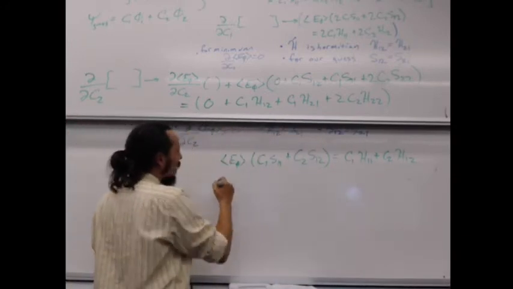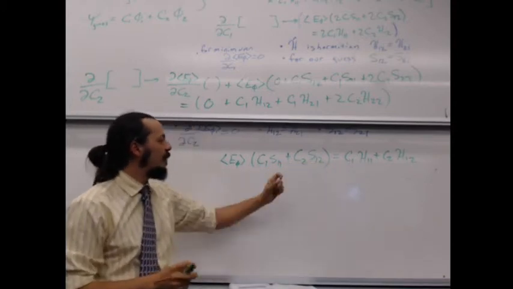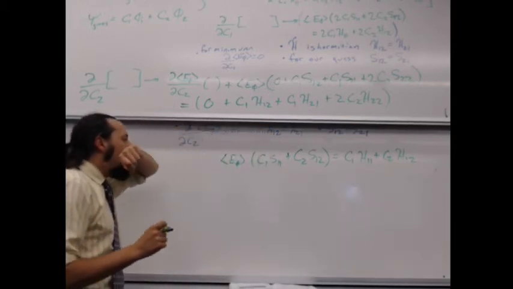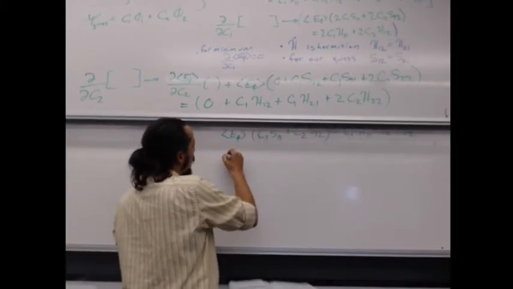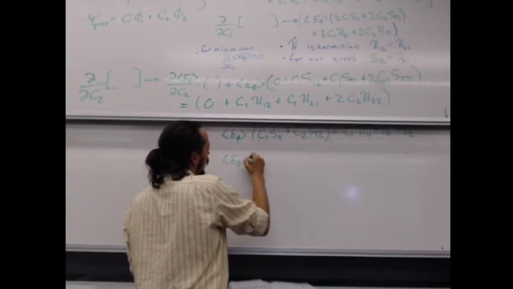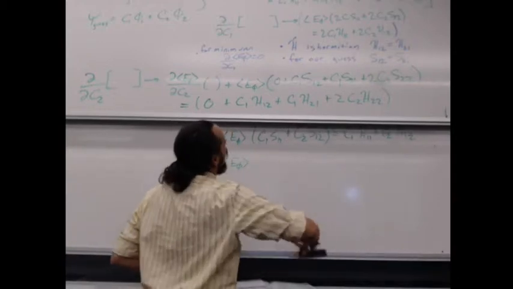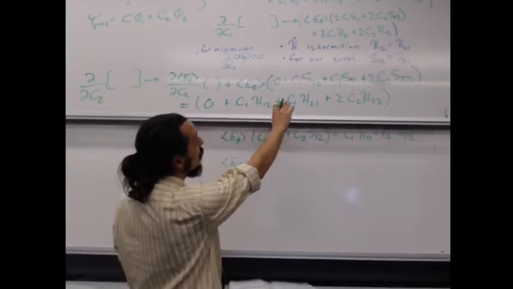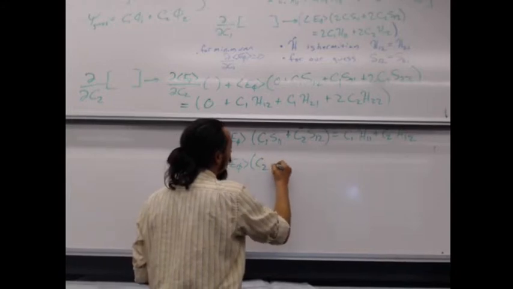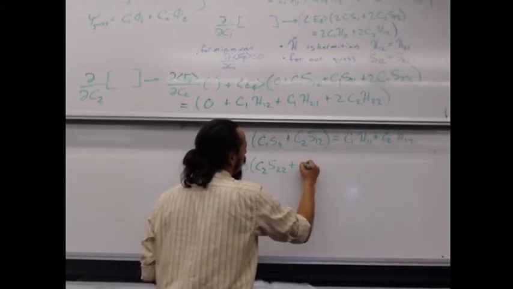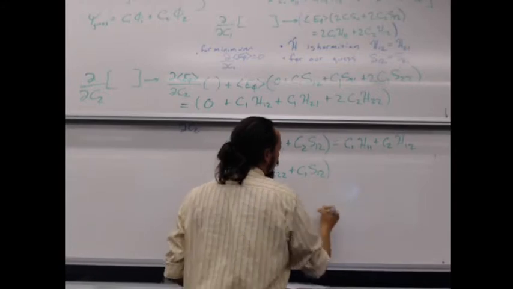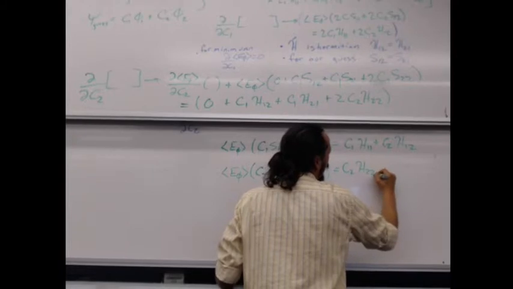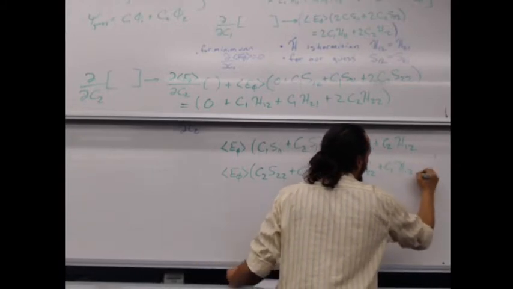And then I'm going to have a second equation. So I've got two unknowns, C1 and C2. Theoretically, we can solve all of these integrals. And I've got a second equation, which is going to be, let me make sure I don't mess this up. I'm going to write it in a little bit of a different order. C2 S22 plus C1 S12 is equal to C2 H22 plus C1 H12.